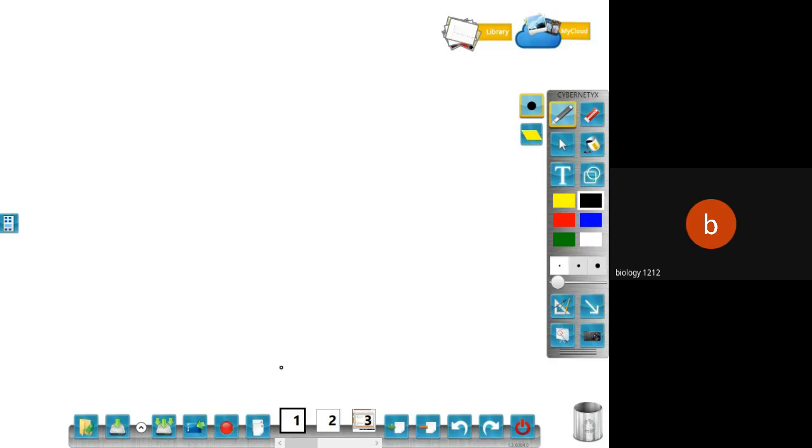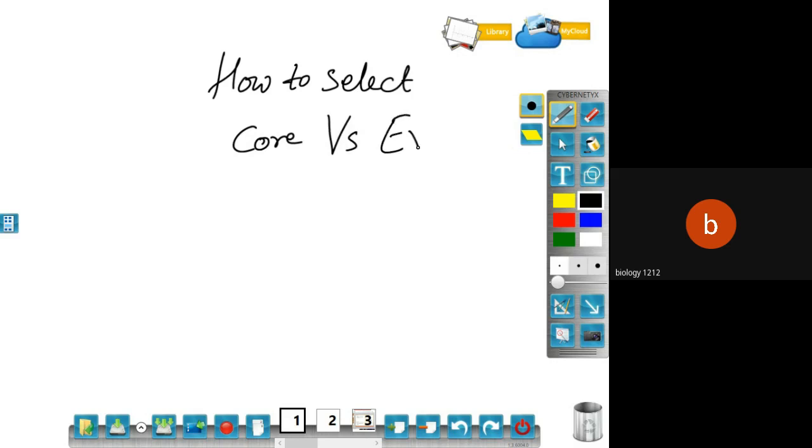My name is Sudarshan, and I've been teaching IGCSE for 6 to 7 years now. So today's tutorial is about how to select core or extended. That's core versus extended. How are we going to select core or extended?